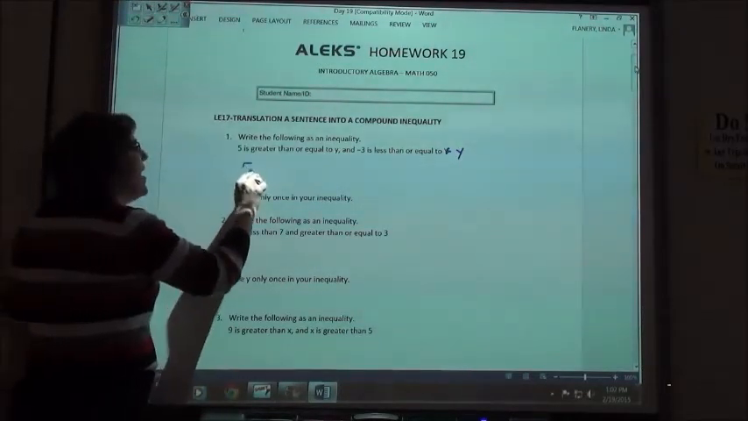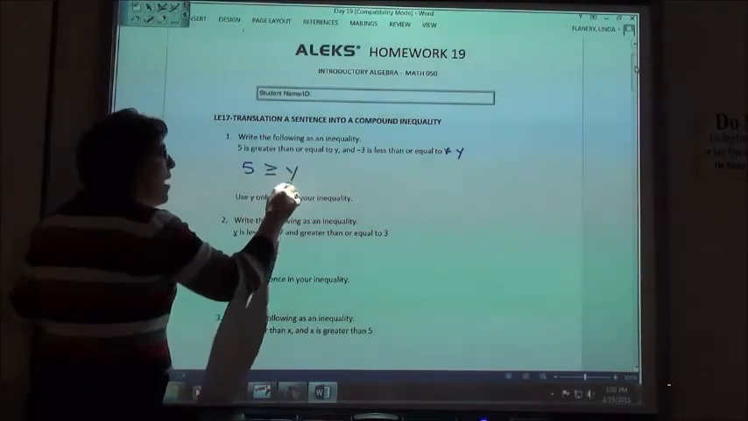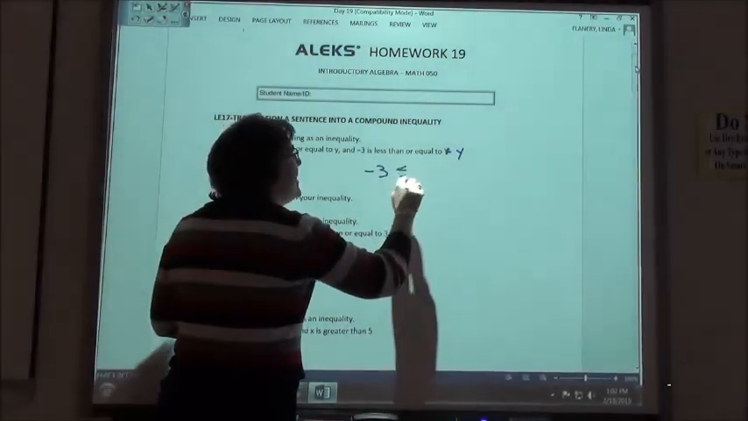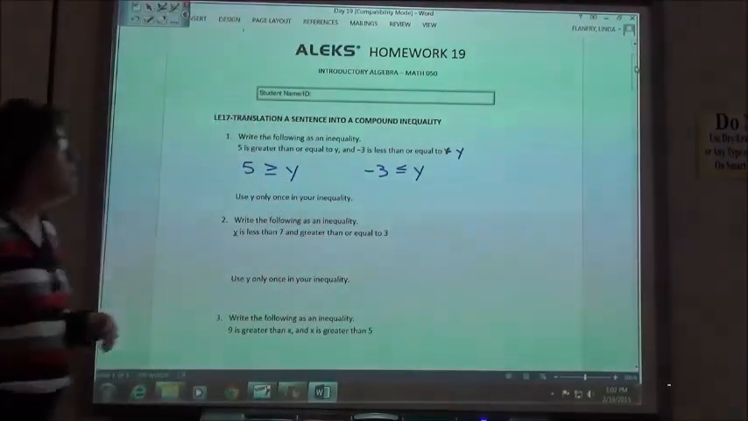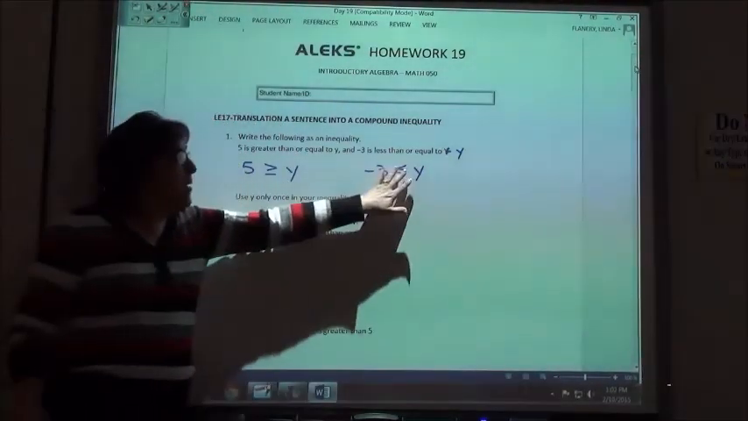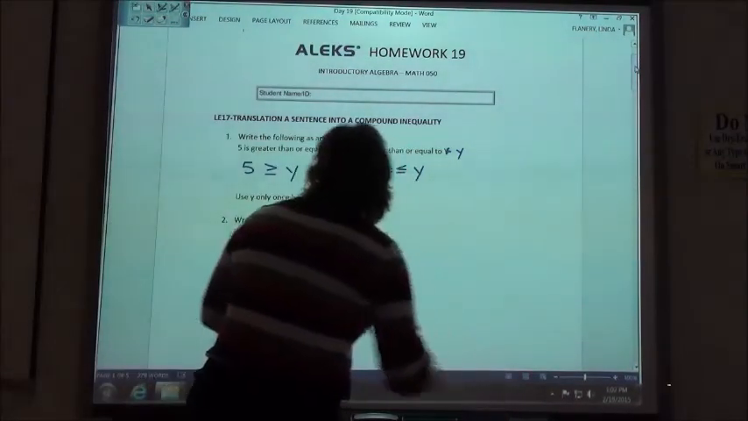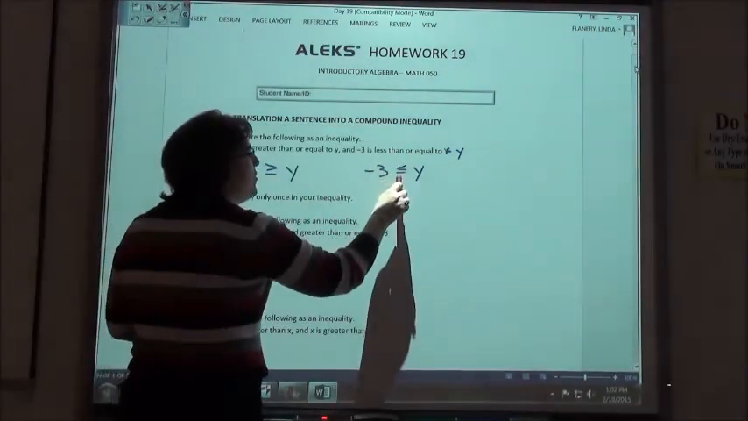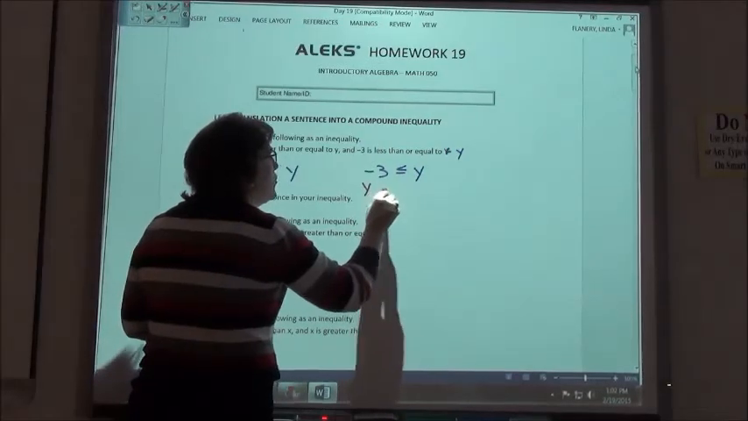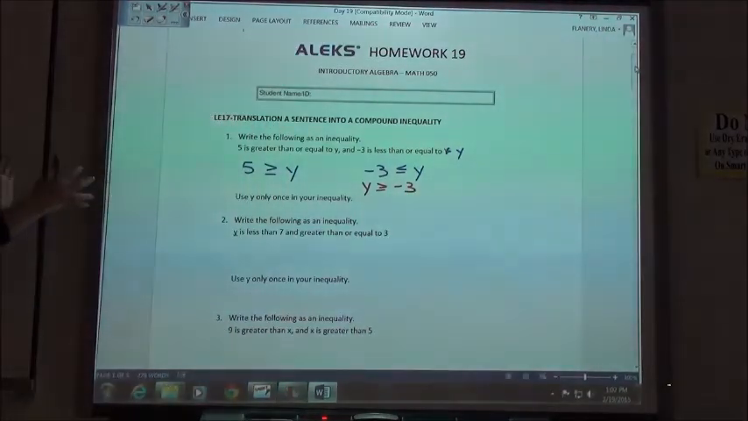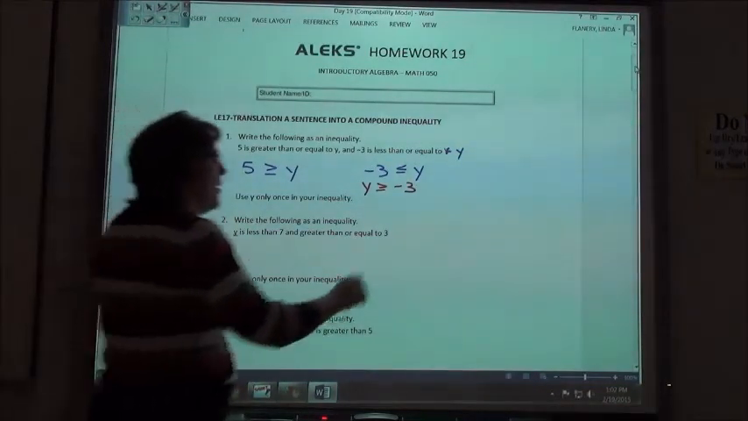So 5 is greater than or equal to y. Negative 3 is less than or equal to y. Well, if I want my y's in the middle, I'm going to have to flip this one around the other way. So if negative 3 is less than or equal to y, then y is greater than or equal to negative 3. Now I can just smush those two things together.